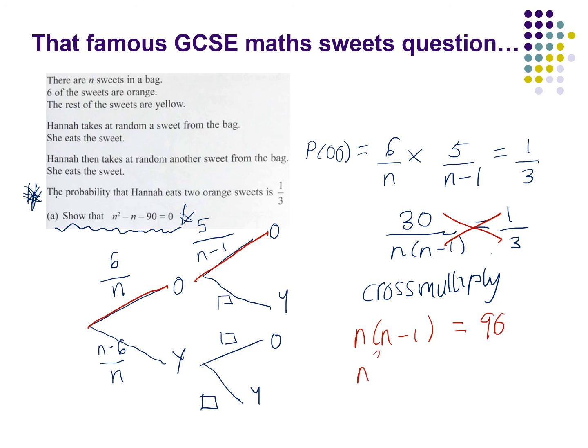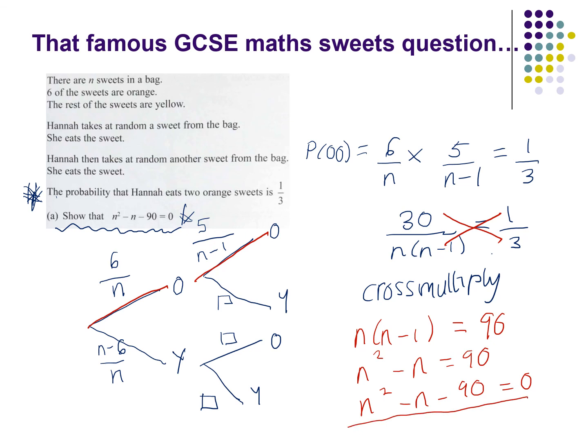Expand out your bracket and then bring your 90 over, and that's job done. The question then does go on, you're given a value, I think, for number of sweets in the bag, so then you've got to go on and work something else out. But that was the question that caused all that furore.